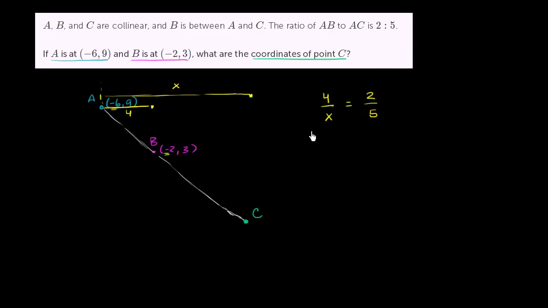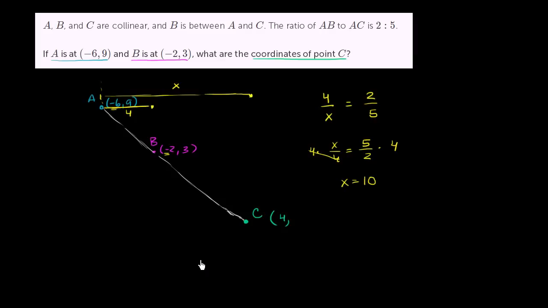Now, to solve for x, a fun thing might be to take the reciprocal of both sides. So x over 4 is equal to 5 over 2. We could multiply both sides times 4, and we are left with x is equal to 5 times 4 divided by 2, which is equal to 10. So the change in x from A to C is going to be 10. What does that tell us about C's x-coordinate? We could start with A's x-coordinate, which is negative 6, and add 10 to it. Negative 6 plus 10 is 4. So we figured out the x-coordinate.